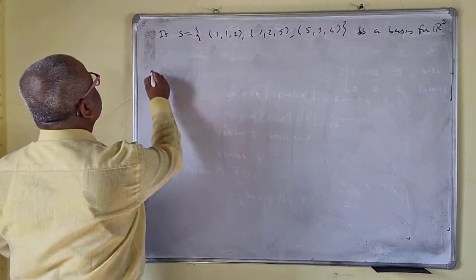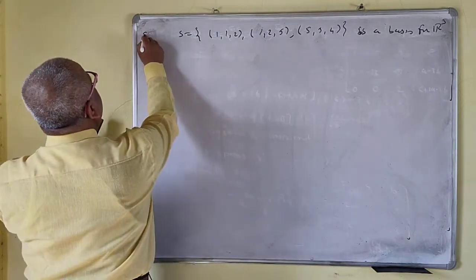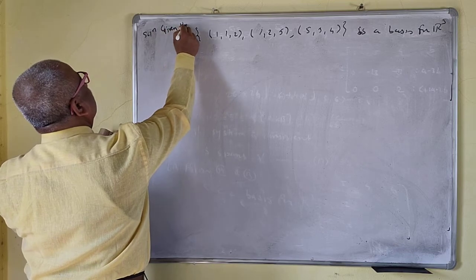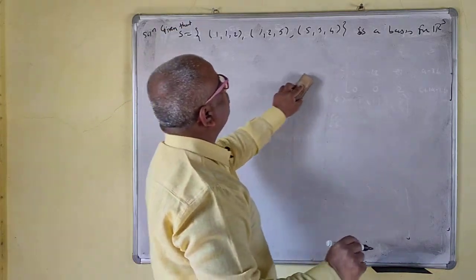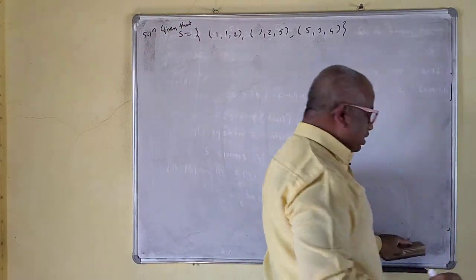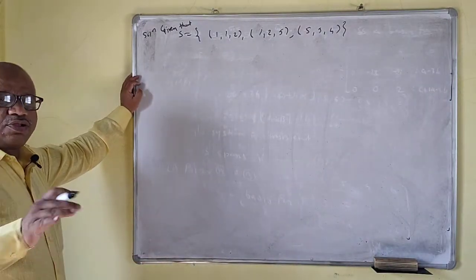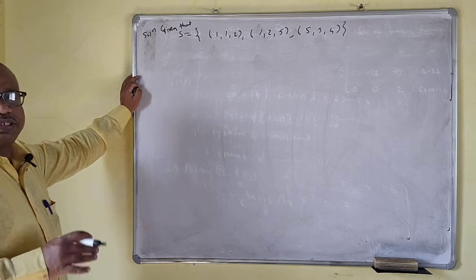Okay, solution. Given that S is equal to this. Okay, we have to judge this. That means if S is linearly independent, then we have to prove S spans V. Okay, we have to check S spans V.